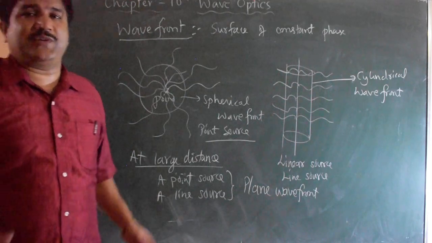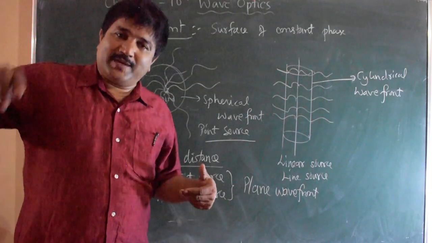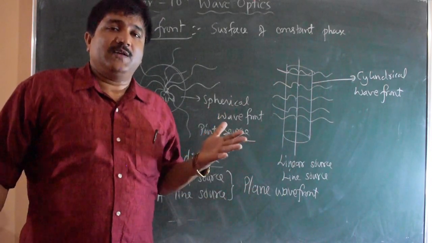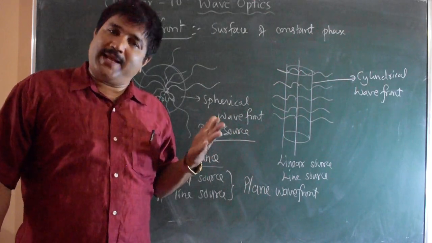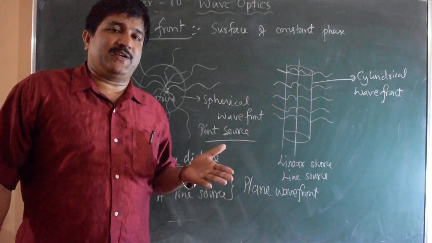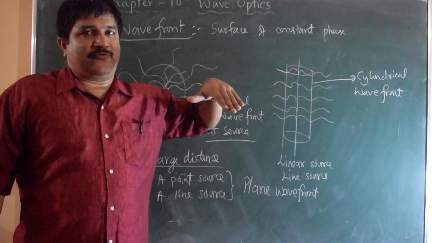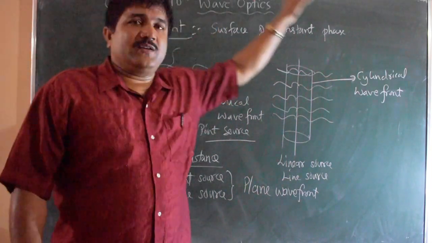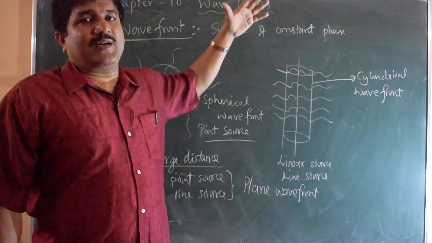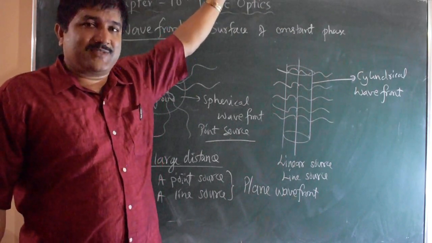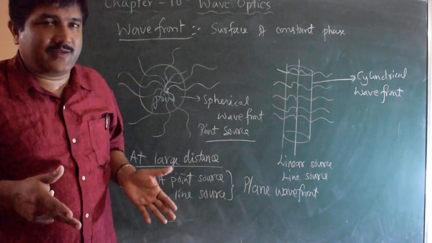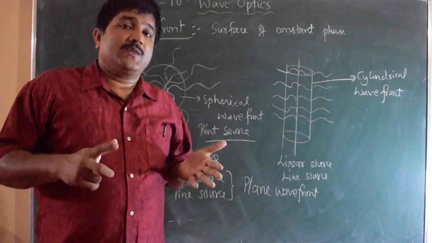For example, if you receive light from the sun or from other stars, the wavefront coming from the sunlight we can treat as a plane wavefront. The wavefront obtained from the sun here on our surface is a plane wavefront. If it is a bulb, it is a spherical wavefront. If it is a very narrow, thin fluorescent tube, commonly called tube light, then very near to it I can get a cylindrical wavefront. From the sun, on the earth's surface, I get a plane wavefront.